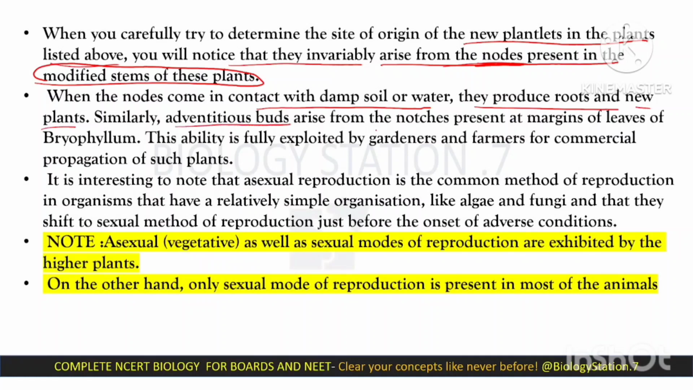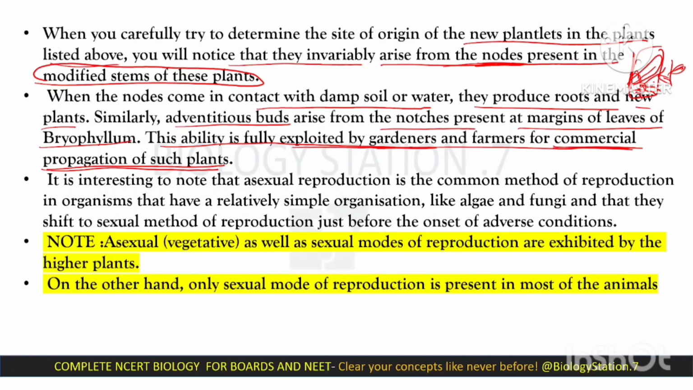Similarly, adventitious buds arise from the notches present in the margins of leaves of bryophyllum. This ability is fully exploited by gardeners and farmers for commercial propagation of such plants. So if this is a plant, from here this is called a node area. When this node area comes in contact with damp soil, roots arise and this gives rise to a new plant. This property is exploited by the gardeners. The gardeners take off this part and they cultivate new plants. So it is used for the commercial propagation of such plants.